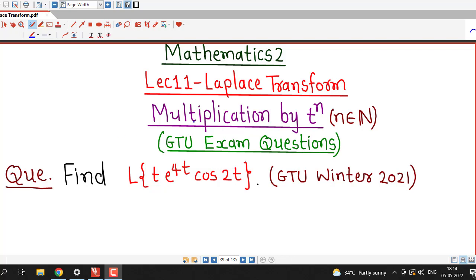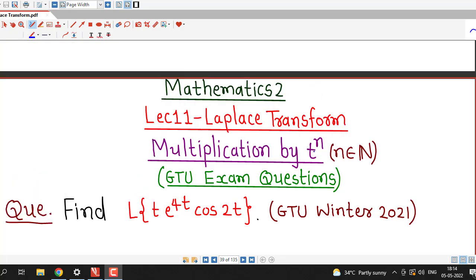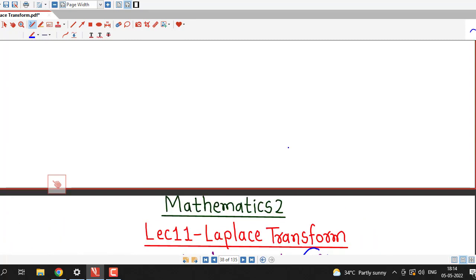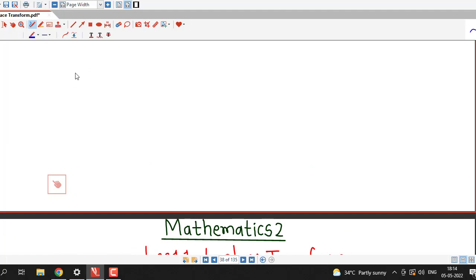Hello friends, I welcome you to lecture number 11 on Laplace transform. In the last lecture we discussed how to find the Laplace transform of a function which is multiplied by some power of t, and we also discussed the first shifting theorem. So we recall both the results.